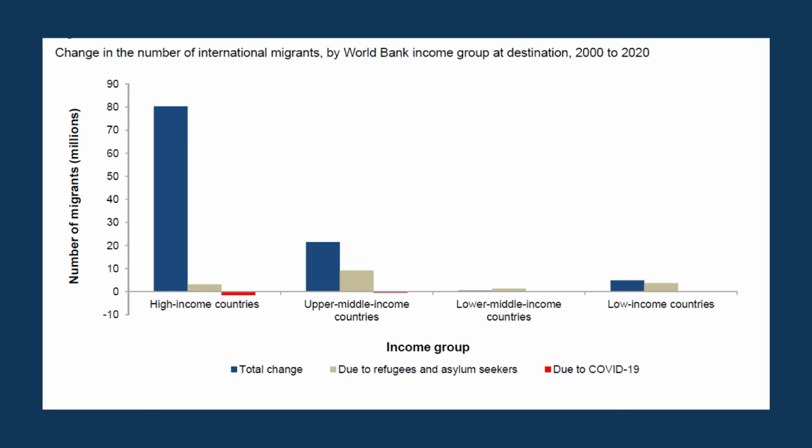Here, what we are presenting in the next slide is the change in the number of international migrants. Again, the countries are classified by the World Bank into different income groups. And here we are talking about the destination.